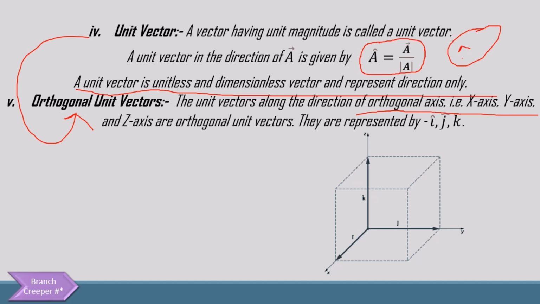They are represented by i. Don't consider it negative; I have used this hyphen to separate from the statement. So this is i cap. X is i cap, Y is j cap, and Z is represented by k cap. Basically here it is already written: k cap, j cap, and i cap.